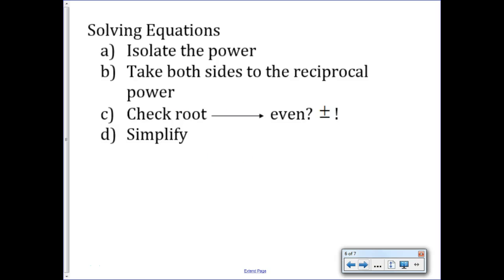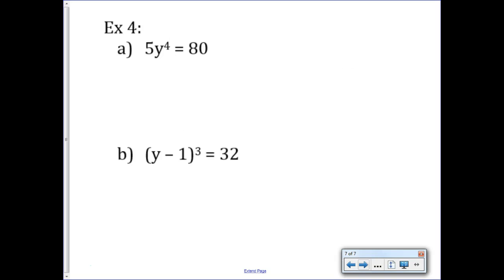All right, so solving equations. First you need to isolate the power, then take both sides to the reciprocal power, check for a square root. Is it even? If so, we need plus or minus. If it's odd, we don't have to include plus or minus, and then we simplify. So very much like when we had something squared, except we just have a larger power here.